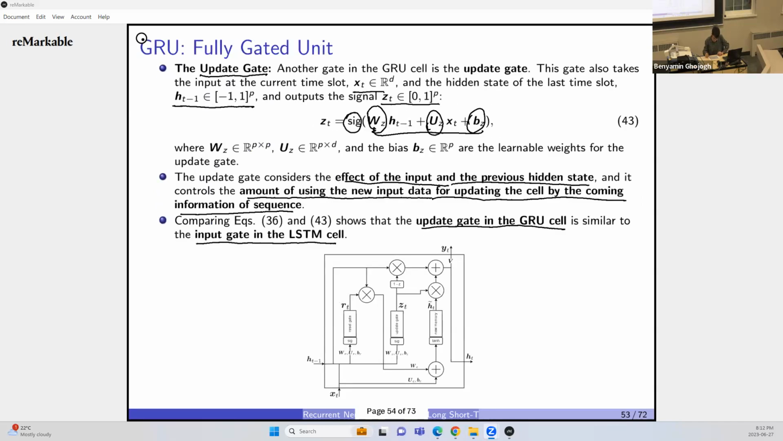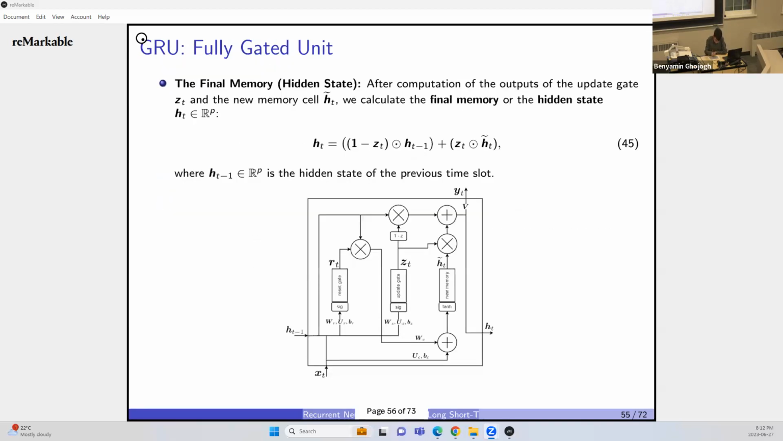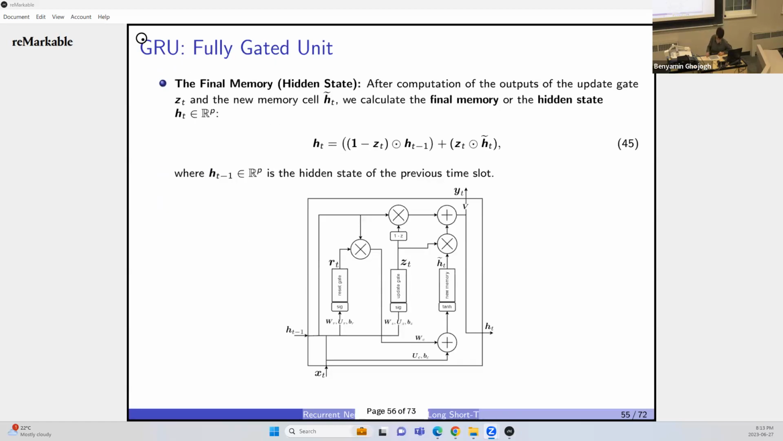So where was that? Yeah. So as you see, we have HT tilde. We don't have any CT here. It has been dropped. We named this HT tilde. In the previous LSTM, they called it CT tilde, but HT tilde is very similar to CT tilde. However, we don't have any CT anymore. And also here is a bit different from what we had in LSTM. This is called final memory or hidden state.